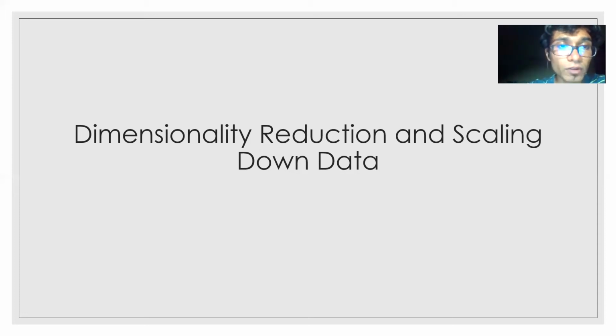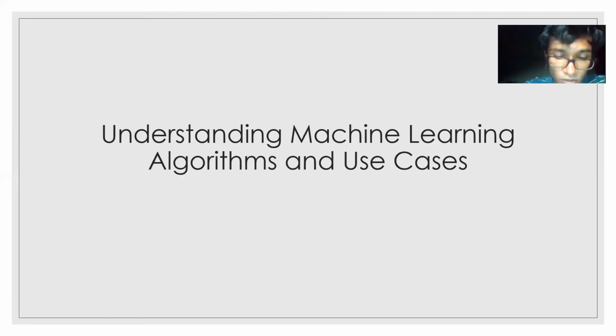So we scale down data to a smaller range. This can be a z-score transformation, or standard scalar implementation, or a min-max scalar. We have a plethora of algorithms here that can help you solve your use case and your problems. Going ahead, after all these techniques, we will move ahead to understand machine learning algorithms with use cases.